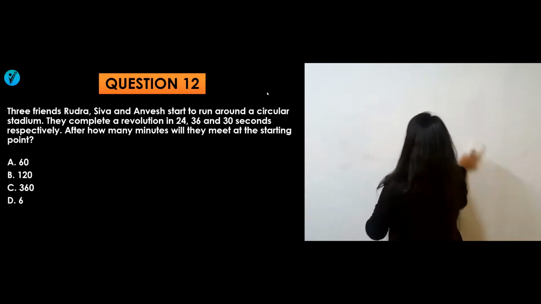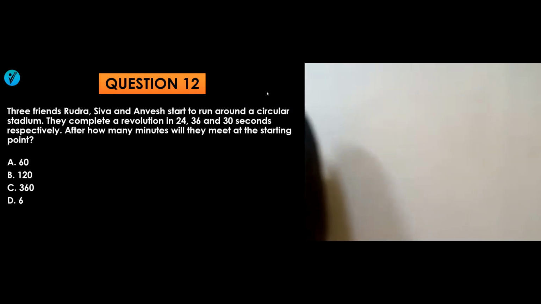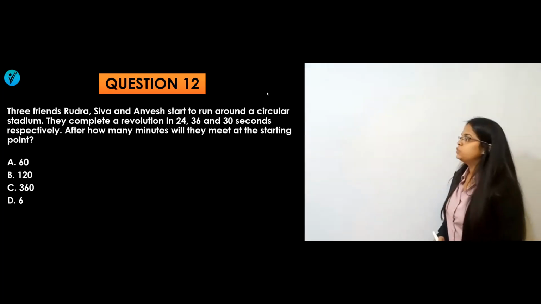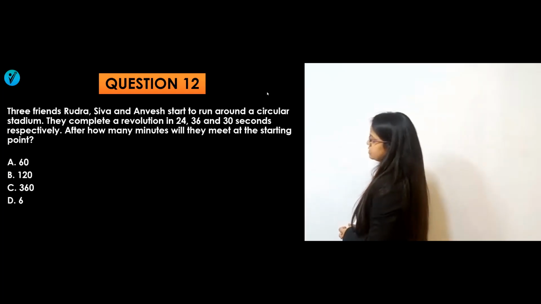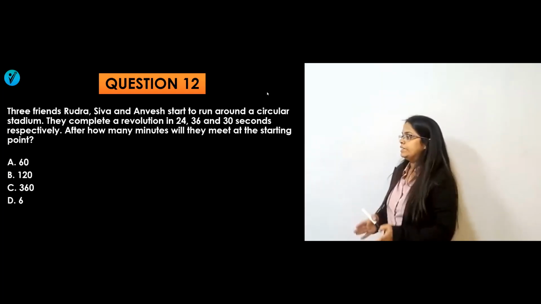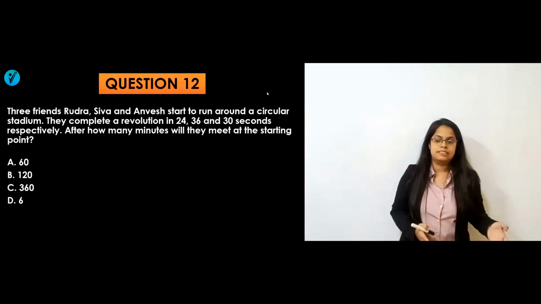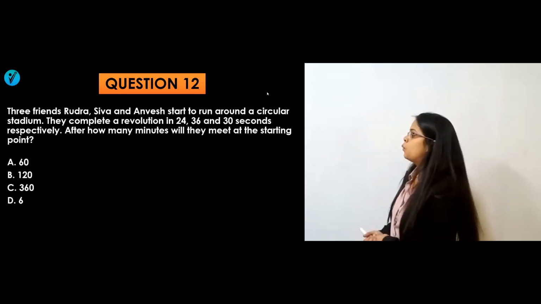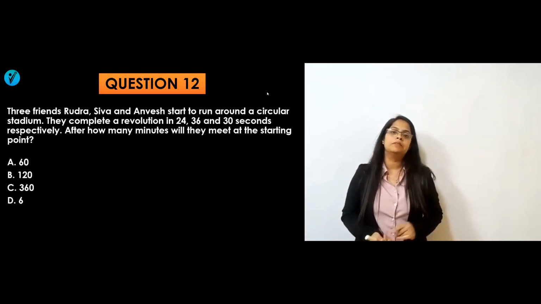Now what are they saying in this question? Let's read it. Three friends, Rudra, Shiva and Anvesh, start to run around a circular stadium. They complete a revolution in 24, 36 and 30 seconds respectively. After how many minutes will they meet at the starting point?